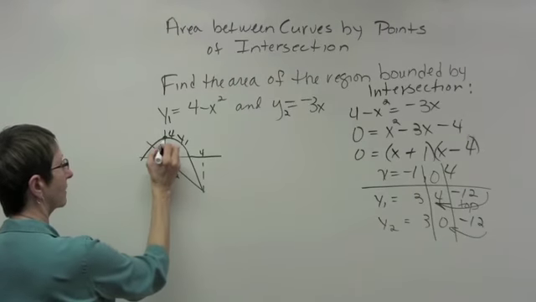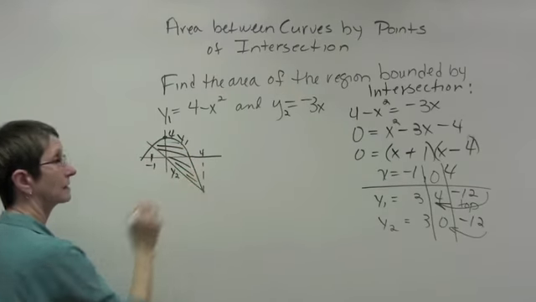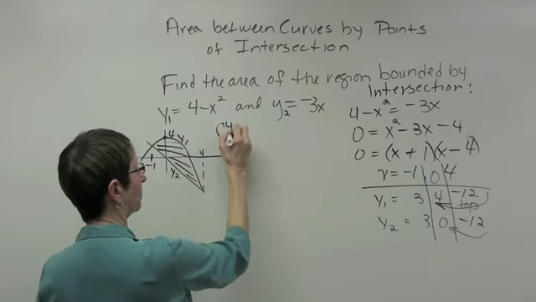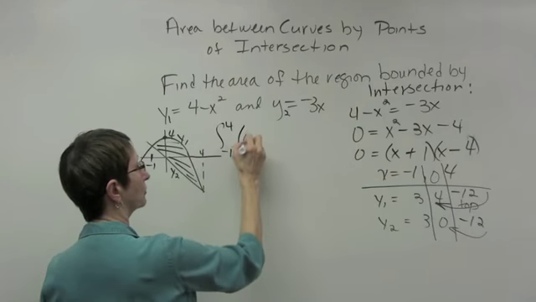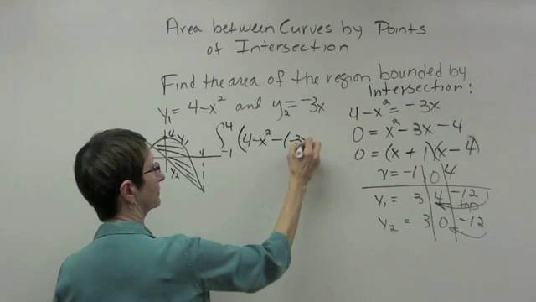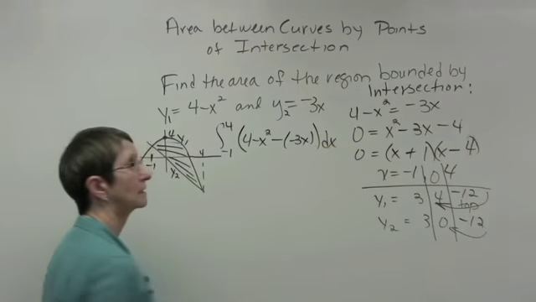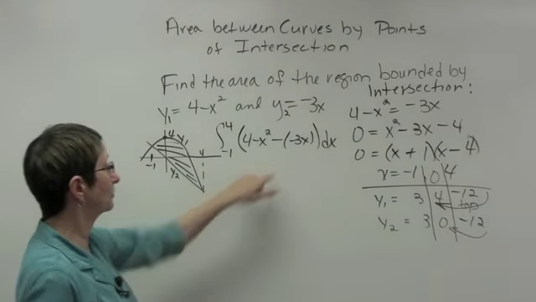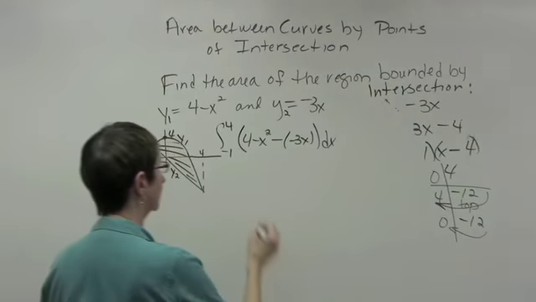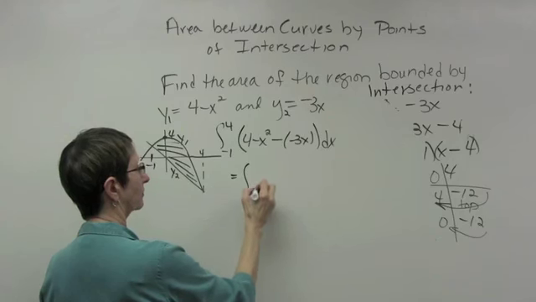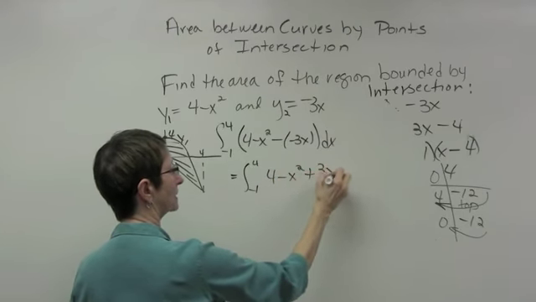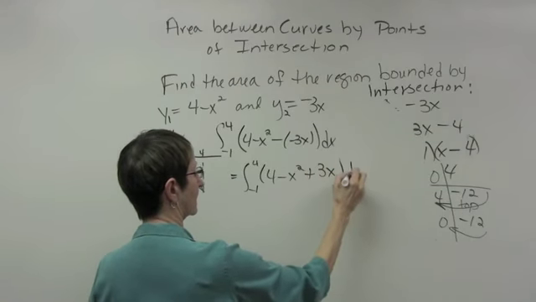And I want all the area inside here. So my integral goes from negative 1 to 4. My first curve, 4 minus x squared, minus my second curve. And then I get to do my subtraction. Let me write this out a little bit here. Integral from negative 1 to 4 of 4 minus x squared plus 3x dx.